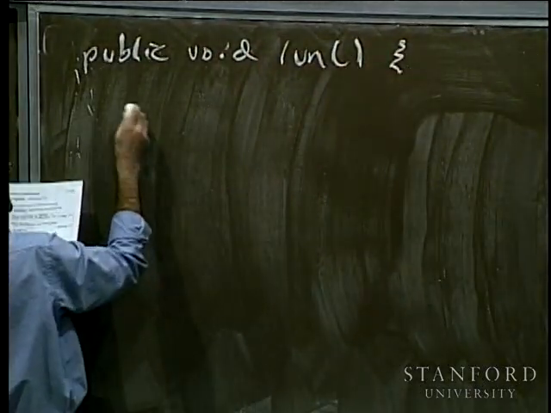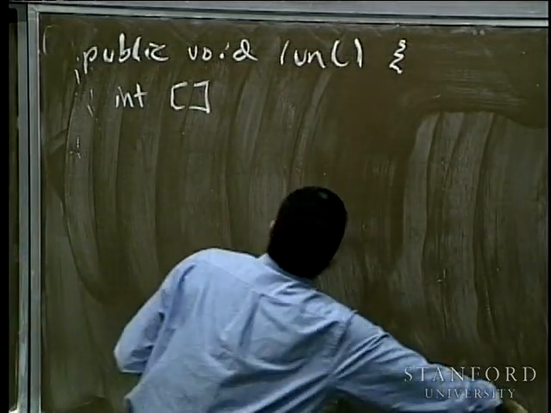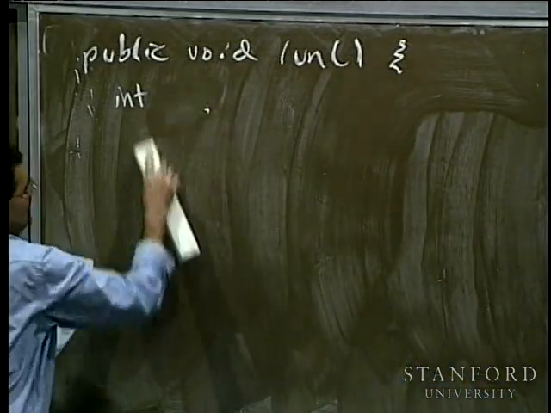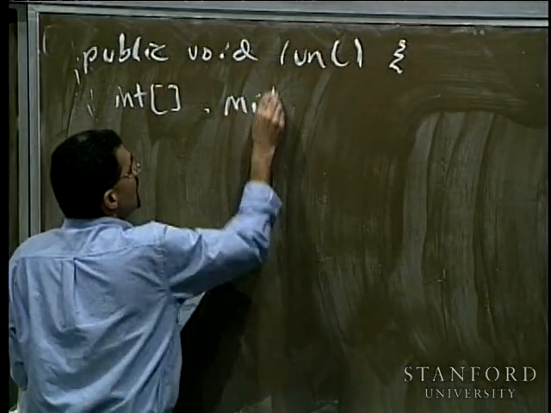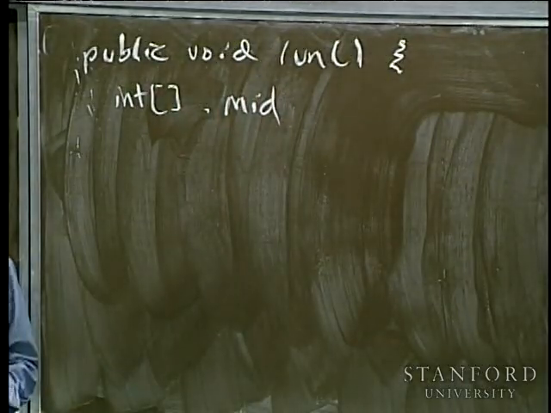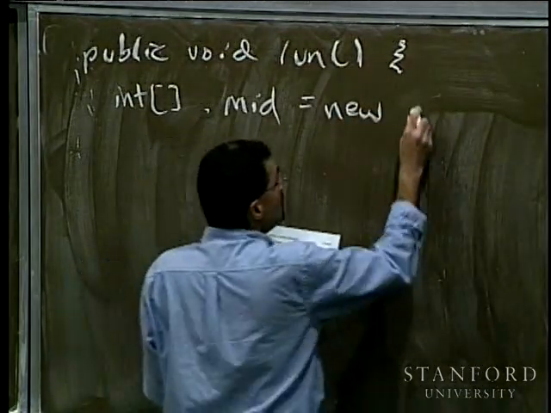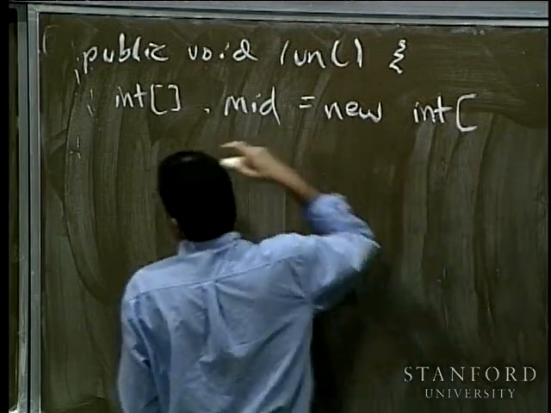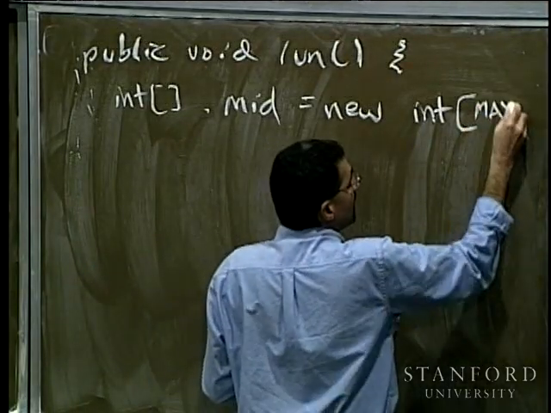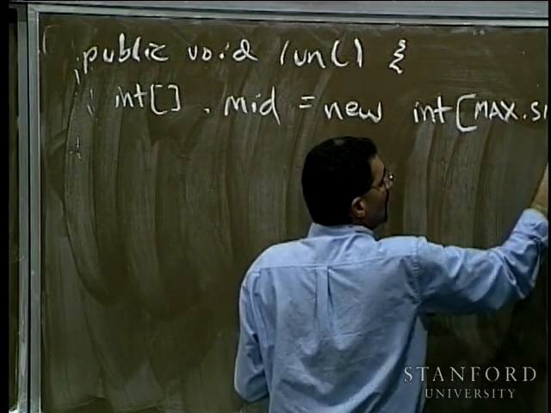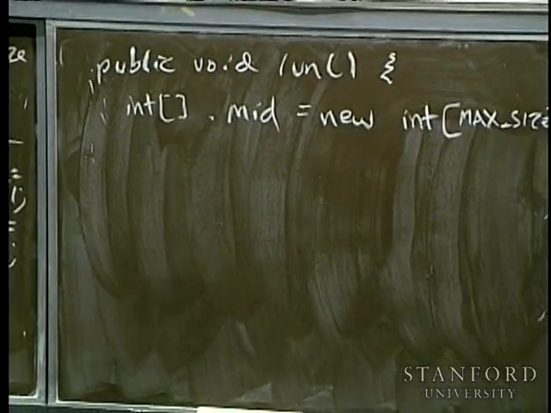And inside here, I'm going to have some integer array that I'm going to keep track of. Actually, there's no space in here, so let me just rewrite that. Some integer array, and I'll call this midterm, or I'll just call it mid to keep it short. It's going to be the midterm scores. I'm going to declare a new array of integers whose size is this constant over here, max size. Okay? So I set that up. And now I get an array of 500 integers just created for me, and life is good.